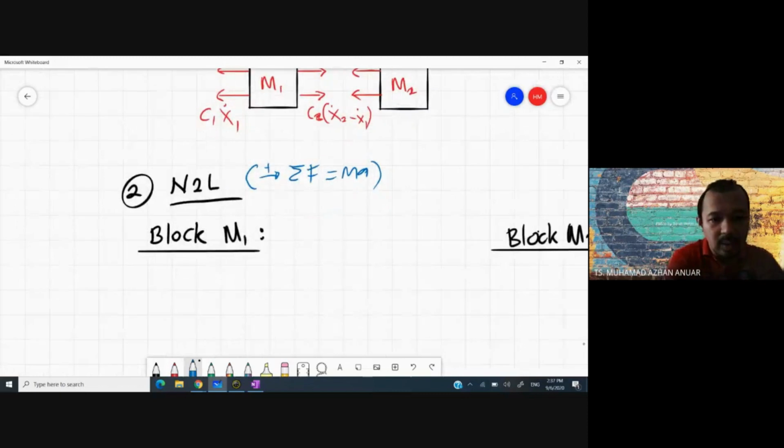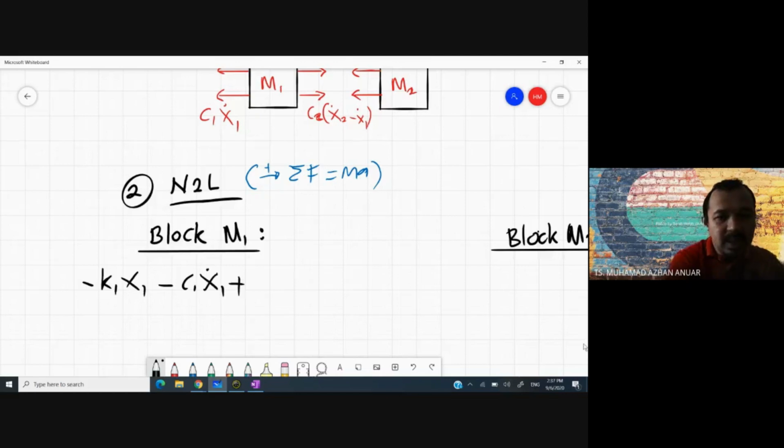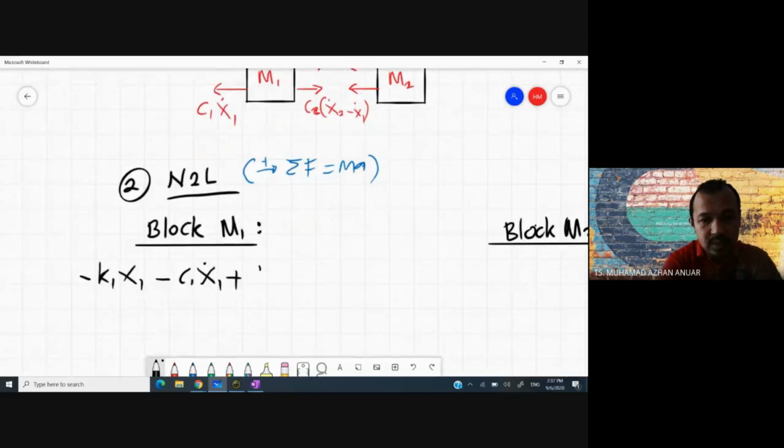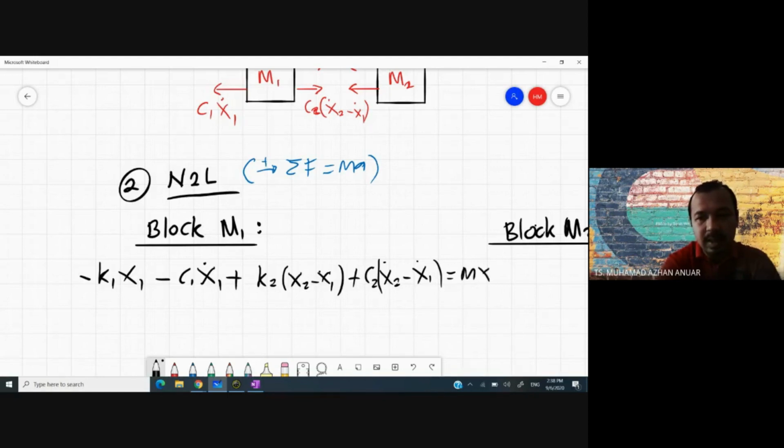So for block M1, let's use the black color: minus K1 X1 minus C1 X dot 1, plus, because this direction is to the left and we follow the coordinate system where to the right is positive, and this one is going to be positive there, so plus K2 (X2 minus X1) plus C2 (X dot 2 minus X dot 1). That is equal to M1 X double dot 1. That is for block M1.